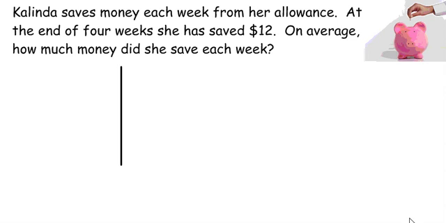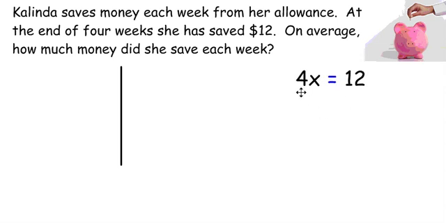Well, x, our variable, our unknown quantity, is the number of dollars that Kalinda saved each week. But she saved that unknown number of dollars for 4 weeks. So if I take 4 and multiply it by x, I would get a total of $12. So the equation I will use is 4x equals 12.